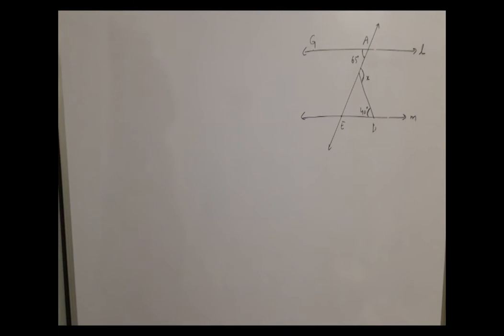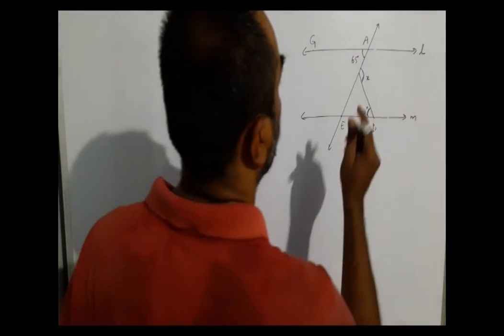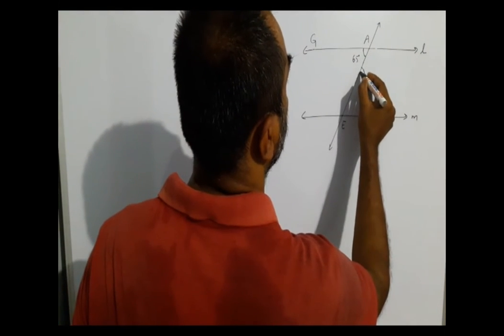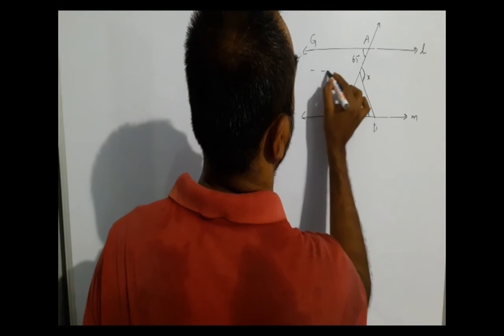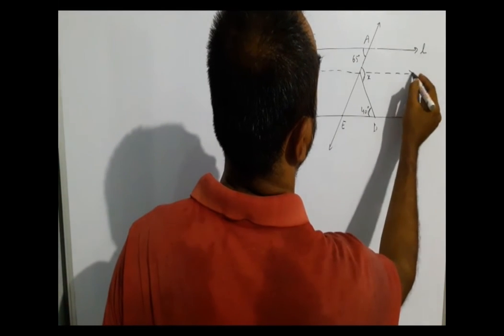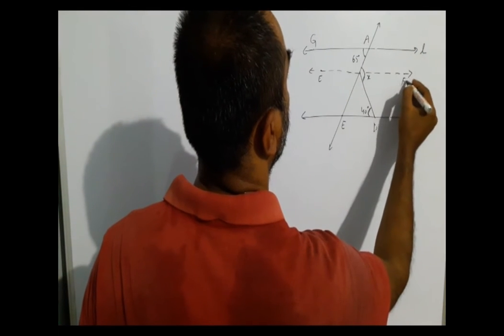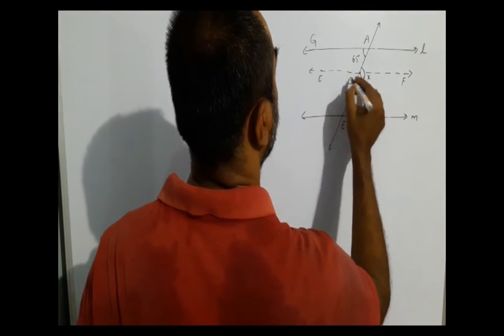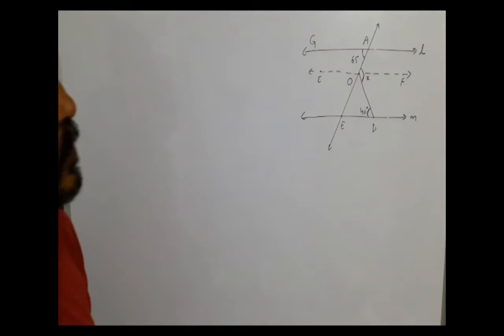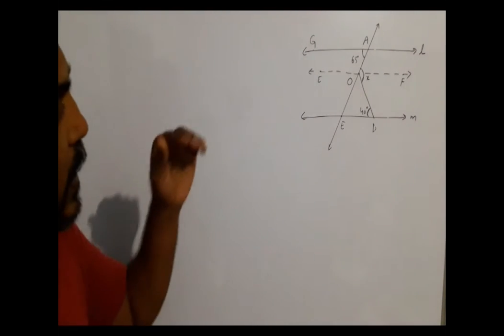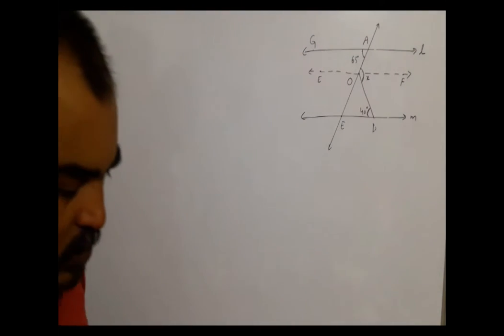You can do your own construction. The best thing is to draw a line passing through this point and parallel to L and M. Let us call this line EF, and let us call the point of intersection O. So what I have done is a construction.